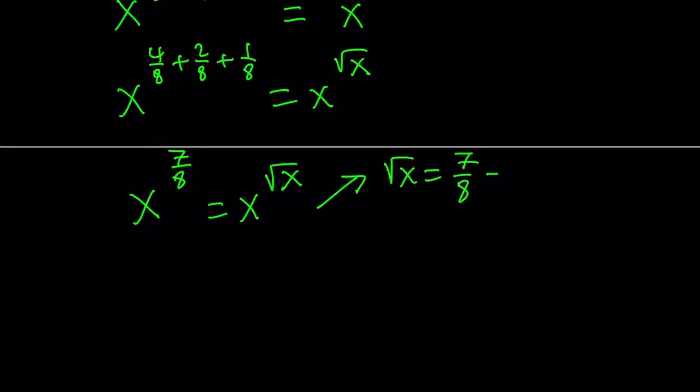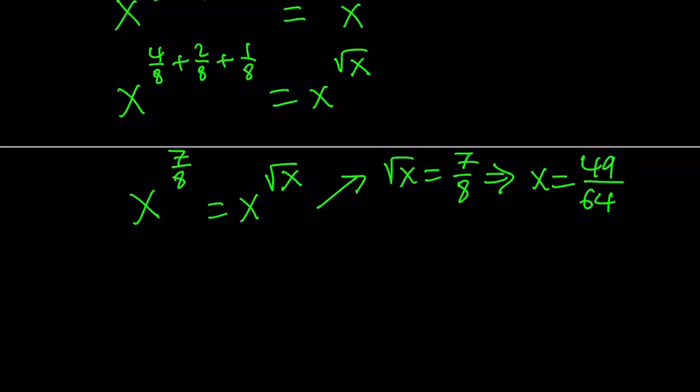If we square both sides, we get x equals 49/64, which is a number less than 1, but it's positive. At the end, we're going to take a look at a graph, which will also kind of verify what we found. Okay, what is the other option?